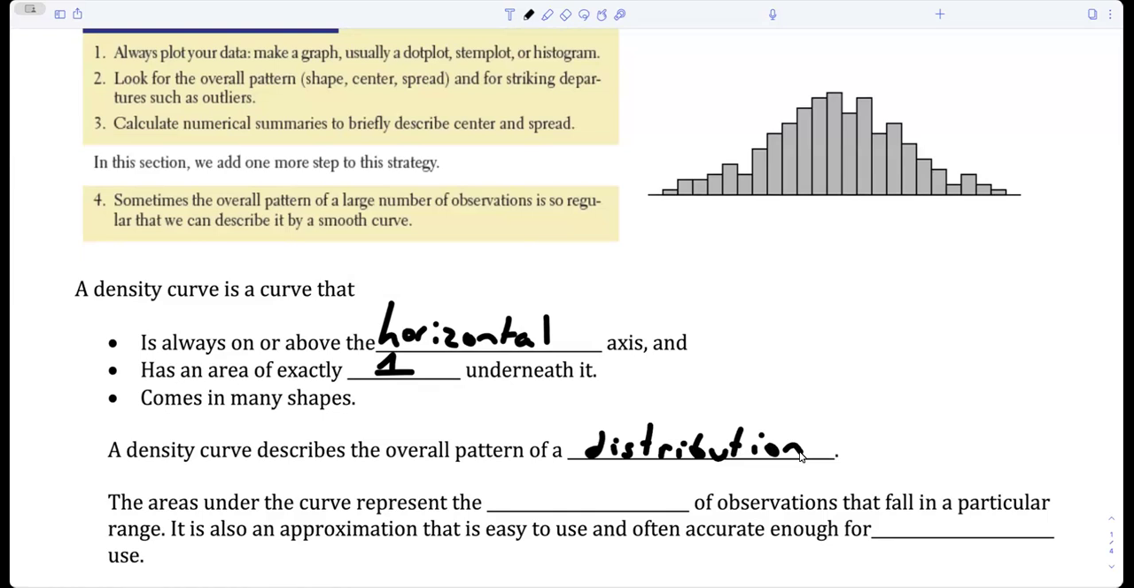And the areas under the curve represent the proportion of observations that fall in a particular range. It is also an approximation that is easy to use and often accurate enough for practical use.